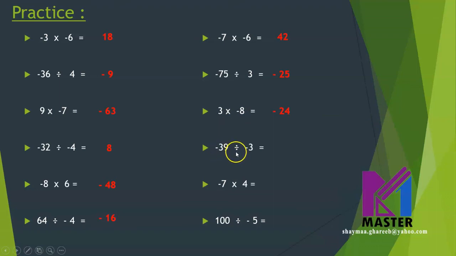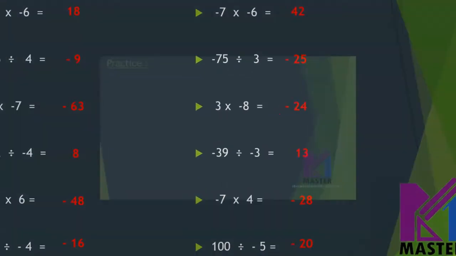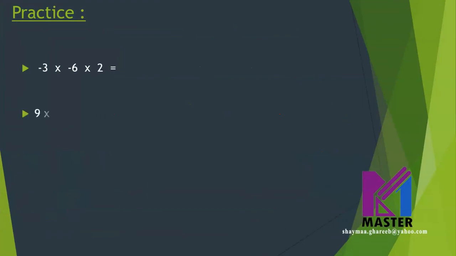Negative 39 divided by negative 3, so the answer will be positive 13. Negative 7 times 4 equals negative 28. 100 divided by negative 5, the answer will be negative 20. Is this clear now? Let's see more practice when I have more than two numbers.